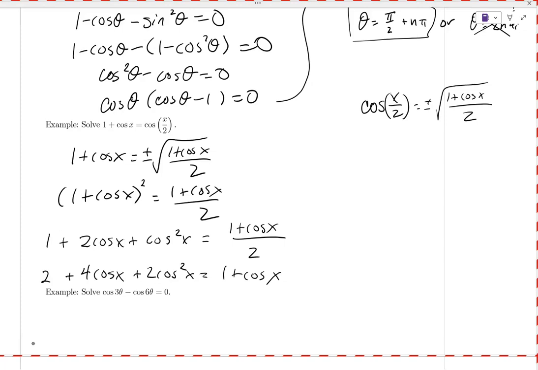Set it equal to 0, right? When you move everything to one side, good, because we got that quadratic equation, right? So moving everything over to the left-hand side, we'll get 2 cosine squared x plus 3 cosine x plus 1 equals 0. Does that factor?